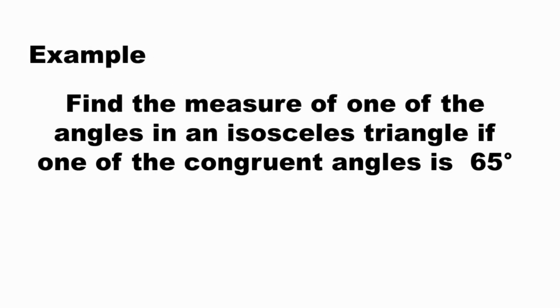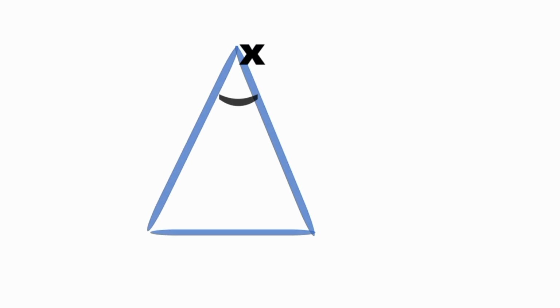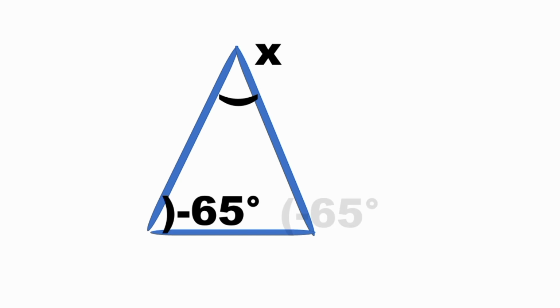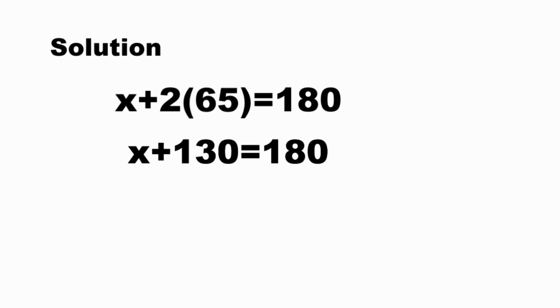Another example: find the measure of one of the angles in an isosceles triangle if one of the congruent angles is 65 degrees. Here in the figure, we have angle X and one of the congruent angles is 65 degrees, so the other is also 65 degrees since they are congruent. Since we have two 65s, X plus 2 times 65 is equal to 180.